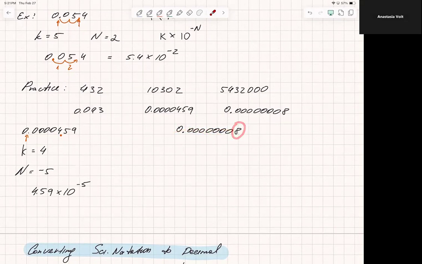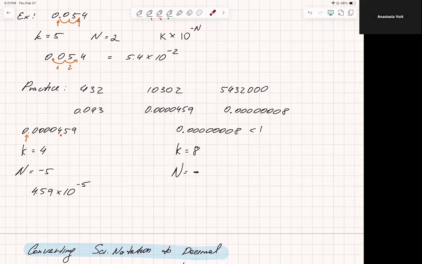The only value that works for k is going to be this 8, because it's between 1 and 10, or 9 if we include it. So now we need to find what our n is. As you can see, the value is really small. It's smaller than 1, less than 1. That means that the exponent for our 10 would be a negative value.